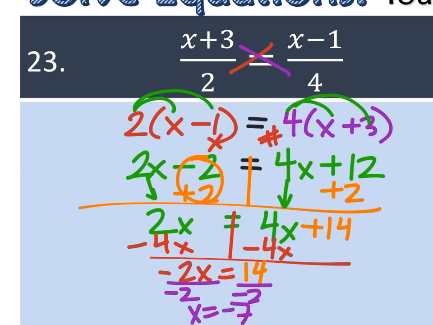Let's just check, right? So negative 7 plus 3 on the left side of the equal sign, that's negative 4. Negative 4 divided by 2 is negative 2. So we should get the same thing on the right side. That's negative 7 minus 1 is negative 8. Divided by 4 is negative 2. So negative 2 equals negative 2. It's a true statement. Therefore, we know x equals negative 7 is the solution.